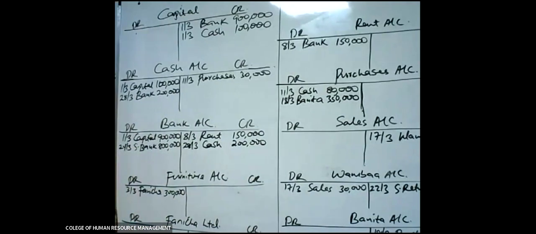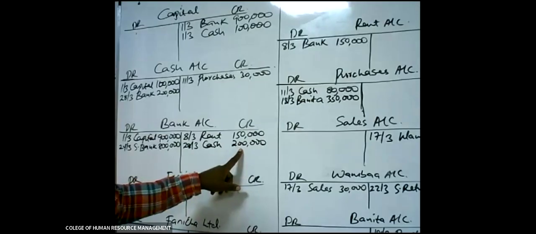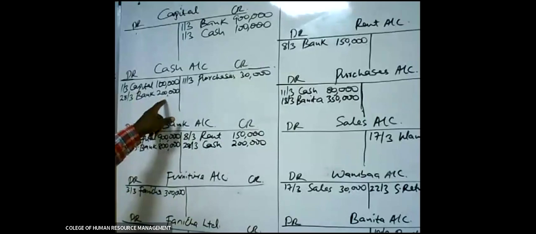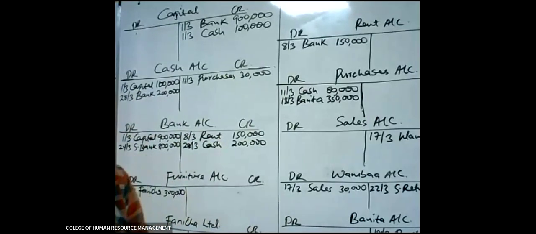What remains is for you to balance these accounts. But it is 200,000, not 20,000. The bank, it is how much? 200,000. That is what I've written here. And at the cash, I've received 200,000. Cash has received 200,000. Bank has given 200,000.